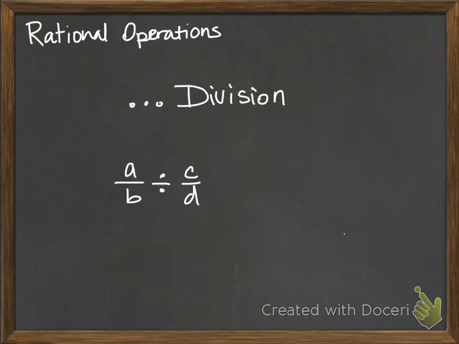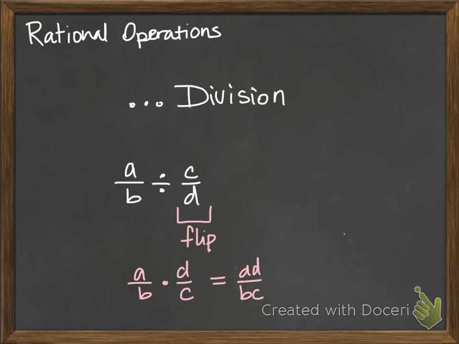We're going to take the second term. So we have a over b divided by c over d. All we're going to do really is take this c over d, flip it, and then turn it into a multiplication problem again. So now we have a over b, that stays the same. This flips, so instead of c over d, we now have d over c. And then we treat it like normal multiplication, so we do top times top, bottom times bottom. We end up getting AD over BC.